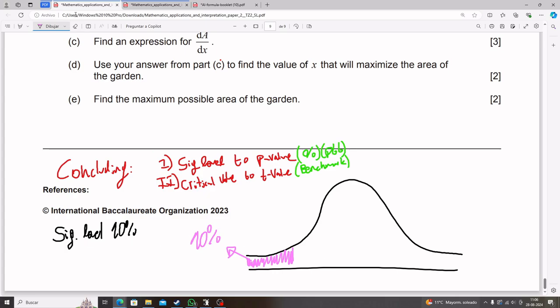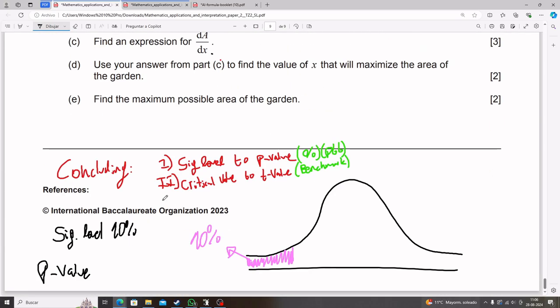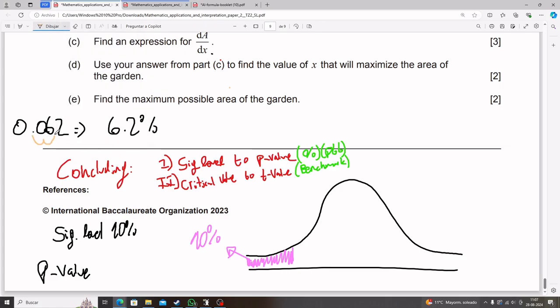And so what the p-value does, so our p-value was just around, how much was it? 0.062. If you were to pass it to a percent, it's actually 6.2%. All you have to do is move this decimal place 2 times to the right. So the p-value we know is 6.2%. So then over here, around there, is going to be my 6.2%.